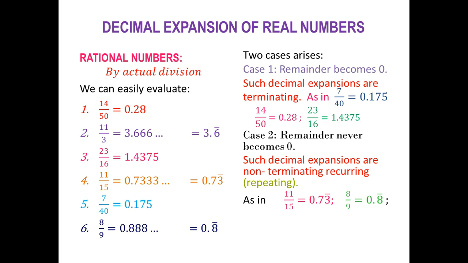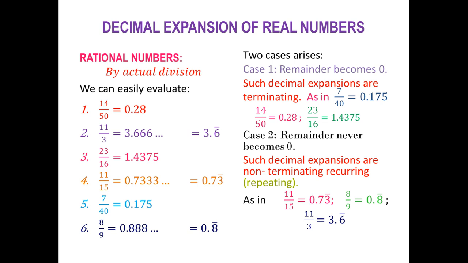As we discussed, in these examples, 11 by 15 is 0.7333 and so on. 3 is repeating, and decimal expansion is non-terminating, recurring or repeating. 8 by 9 is another example. Here 8 is repeating. 11 by 3 is also an example of case 2.